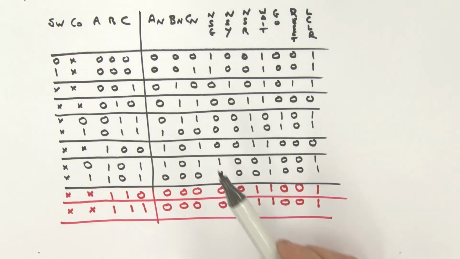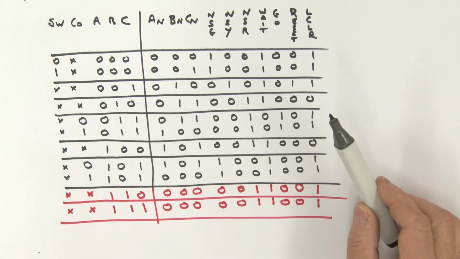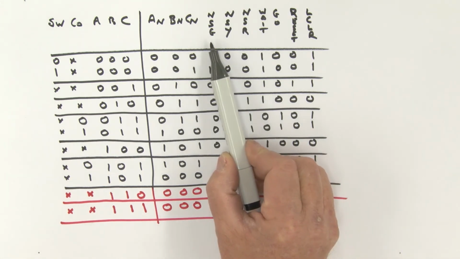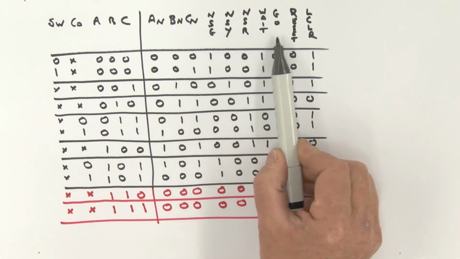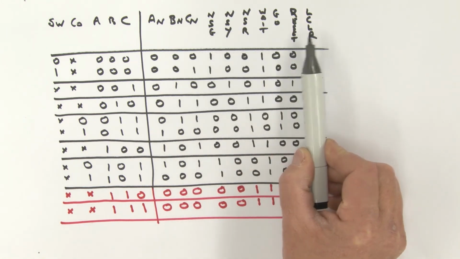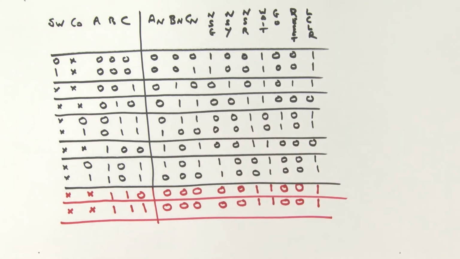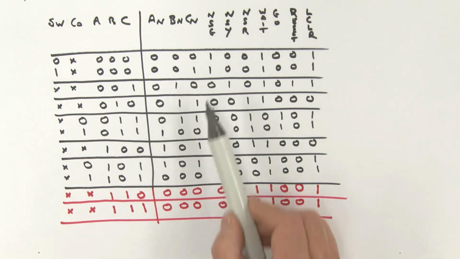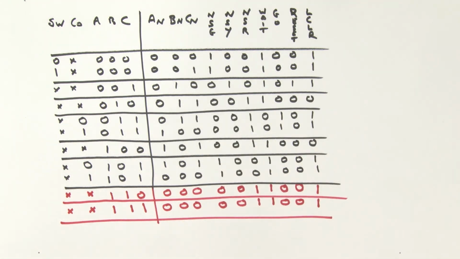Okay, we're going to take a break, and what I'd like you to do is see if you can write down the Boolean equations for the rest of these outputs over here, and see if you can minimize them as you go along. And we'll come back next time and work that together.